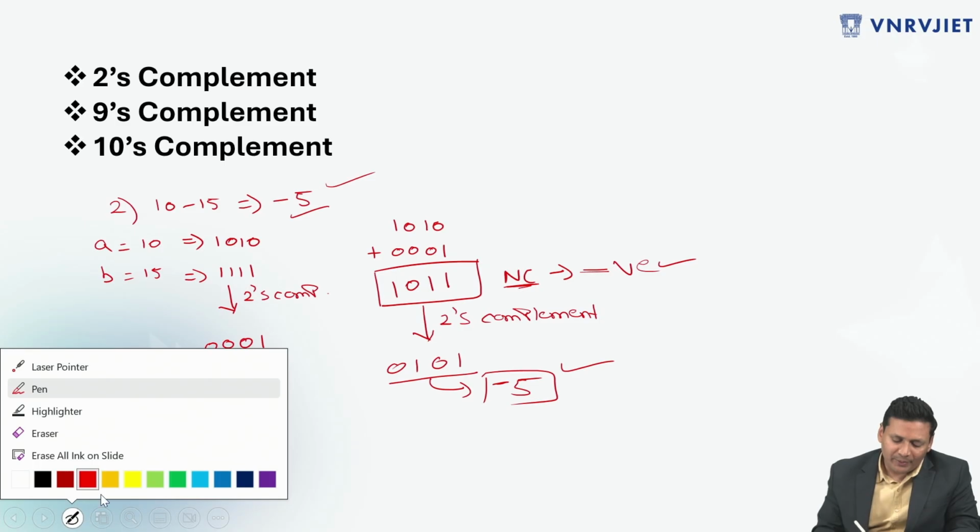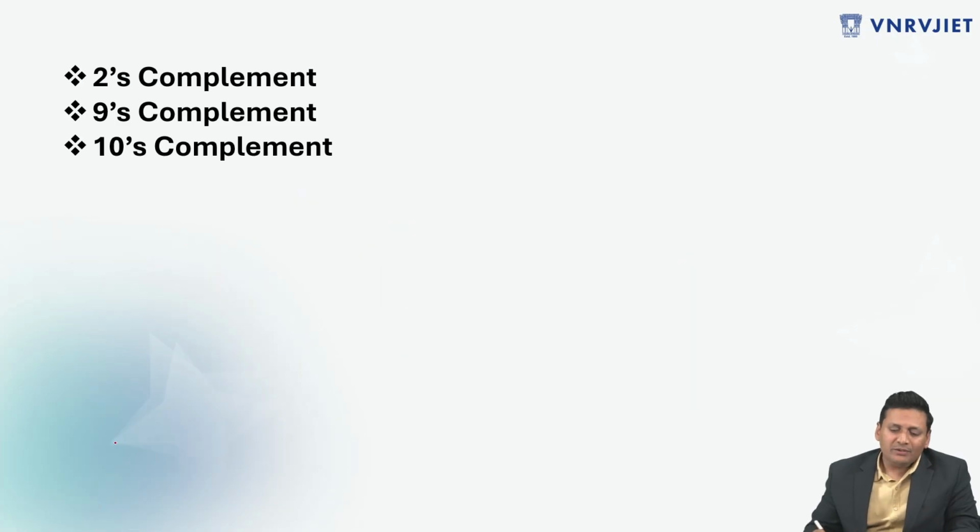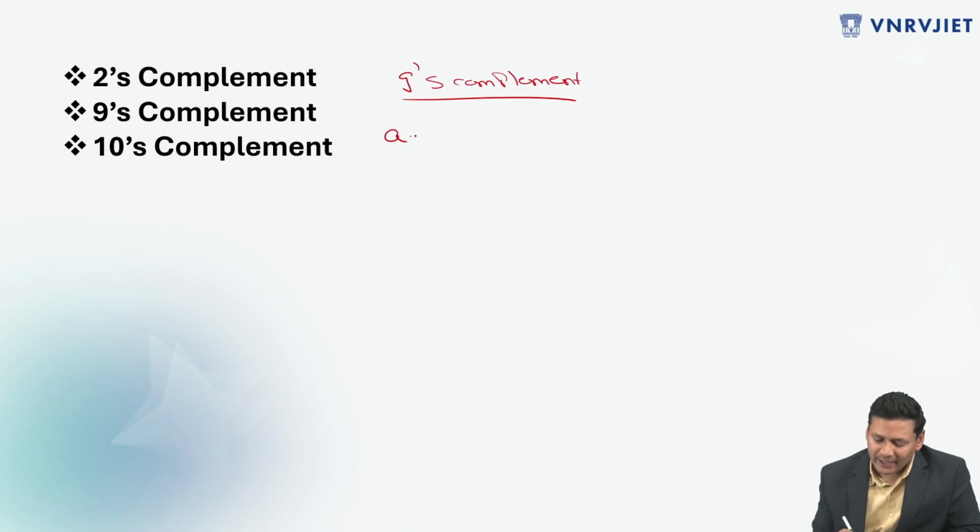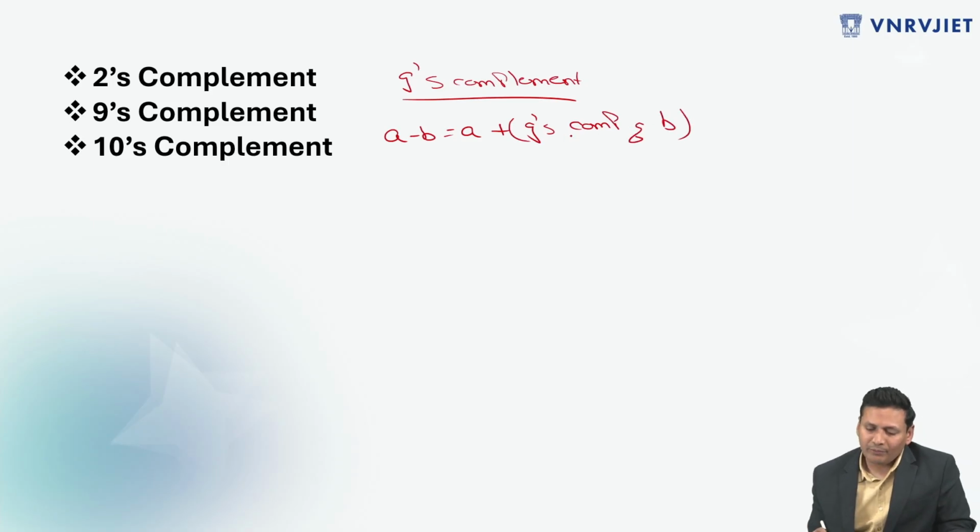That is the 9's complement method of subtraction. So once you are thorough enough with the 2's complement, you can easily do the 9's complement, because the method is pretty similar to the 2's complement. So here also the steps are similar. To perform A minus B, we have to take A plus 9's complement of B.